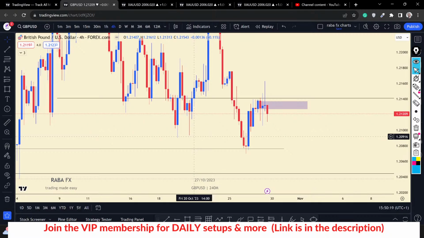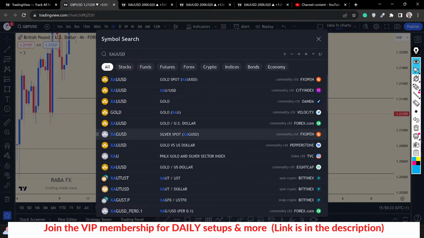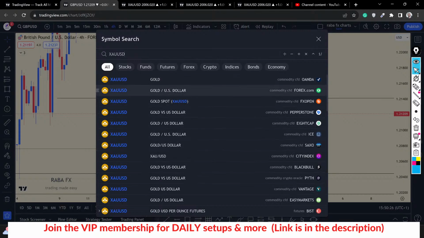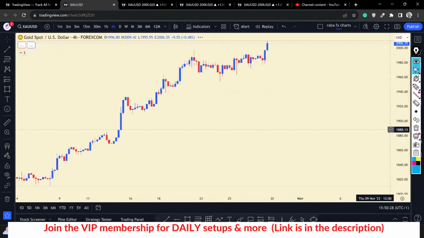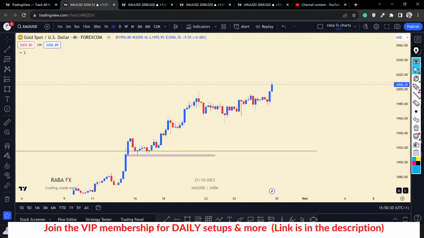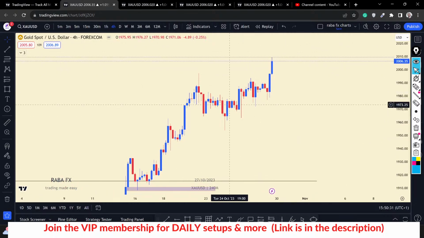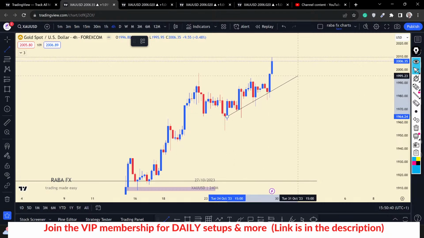So in this case, we are looking at gold. Let's look at gold. Gold is beautiful. All right. In the VIP, we looked at this. I gave them a level to buy. I don't know if they bought, but I personally did not take this trade.